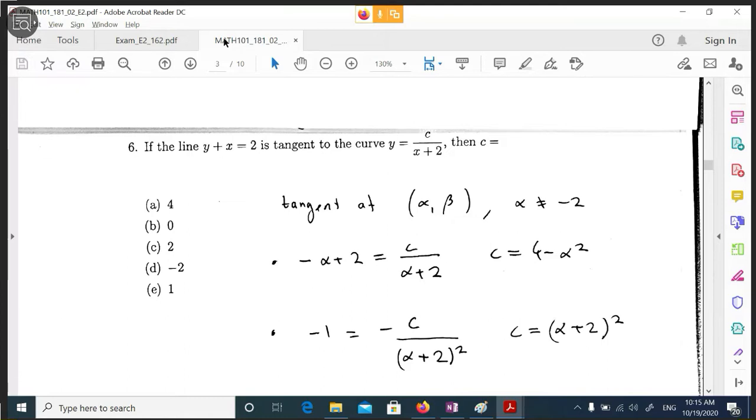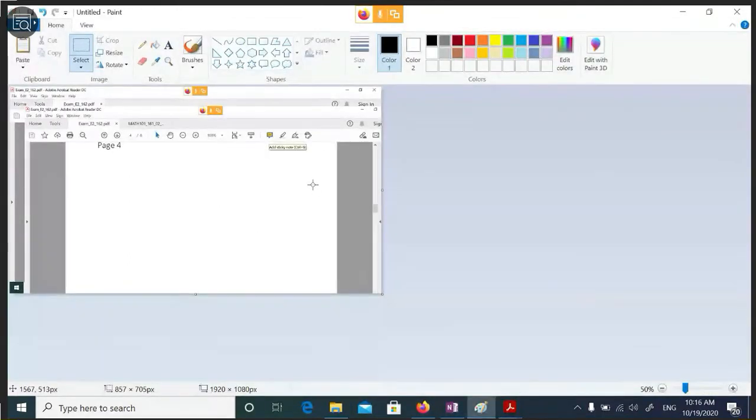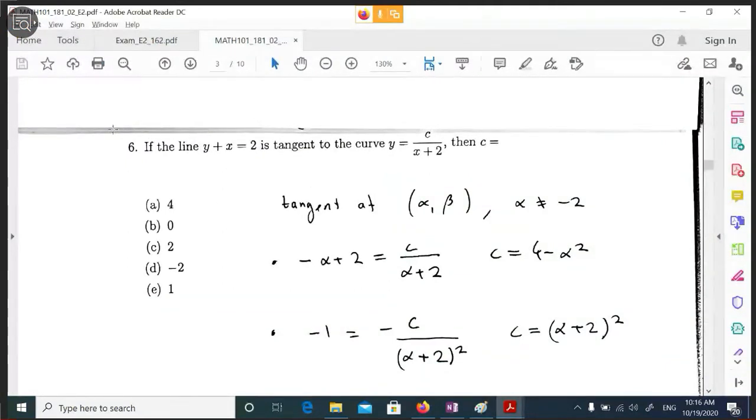Okay, let's do it together, okay? So they give you a line, y plus x is equal to 2. This is the equation of the line. It is tangent to the curve y is equal to c over x plus 2. And then they ask to find c. Okay. So it is tangent at one point. What is this point? So I have here, let me just copy this.